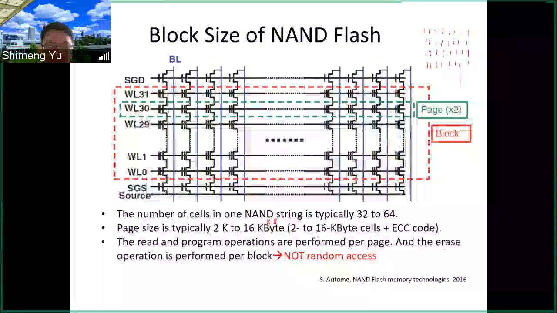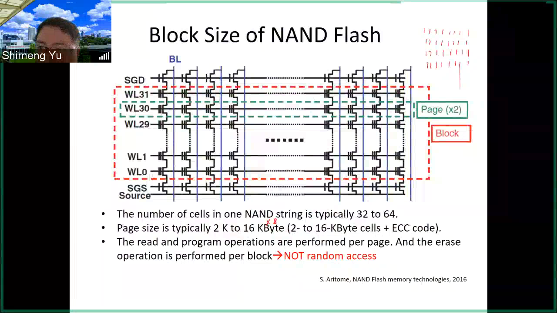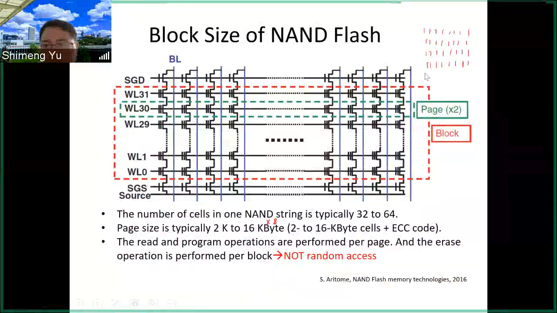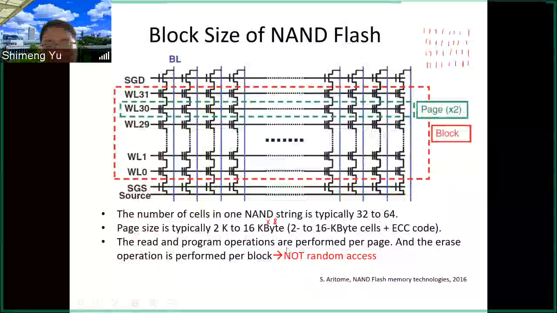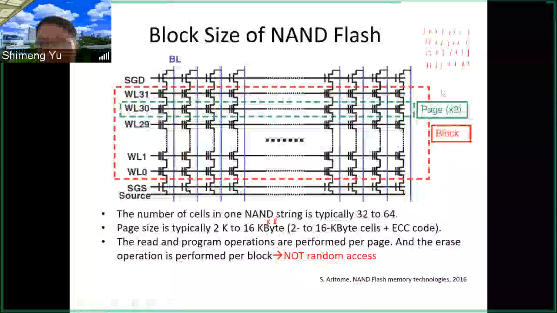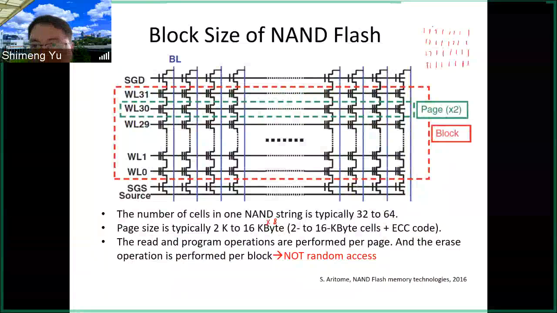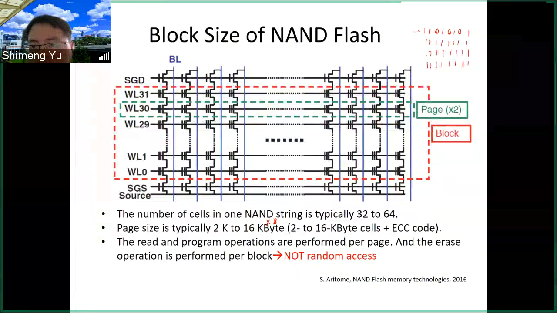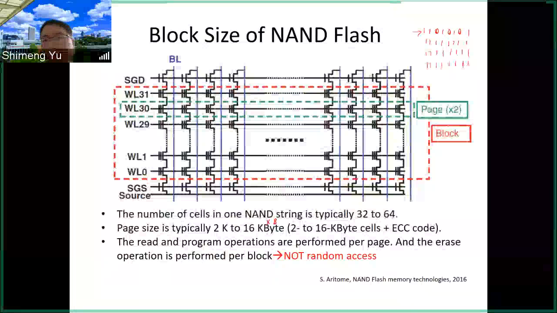You cannot individually write 1. That means this is not random access. So the whole array will be written to 1, and later what you can do is write 0 page by page. That means row by row. So you can write the first row, some of the cells, depending on your data pattern. So you can change some of them to be 0. Then that is the real data you want to store, for example, here in the first row. So this is how we operate on the NAND flash.